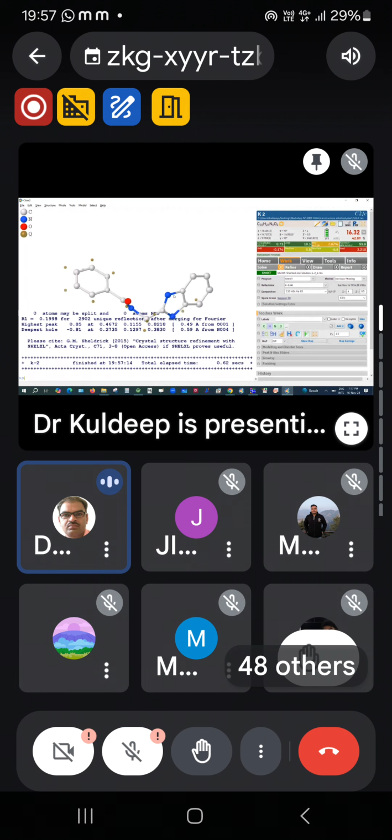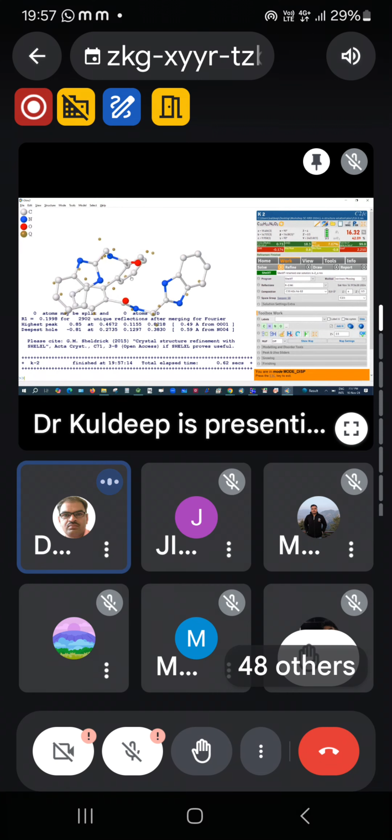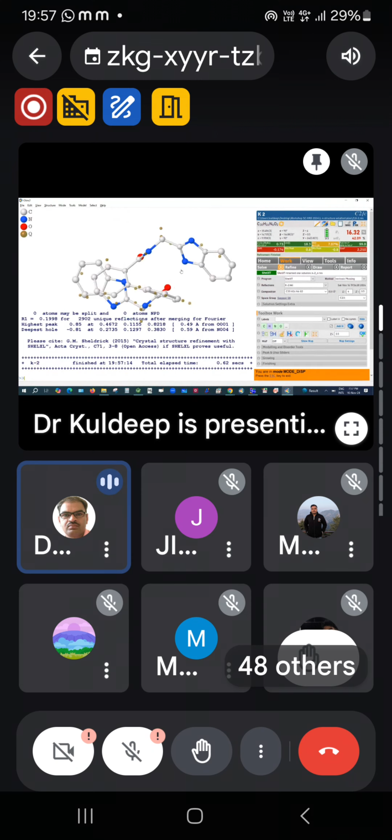How do I see the symmetry equivalent of this molecule? I just press Control G on the keyboard. Now you can see this other molecule is generated from the symmetry. So they have inversion symmetry. Okay. Now how to see these symmetry elements?